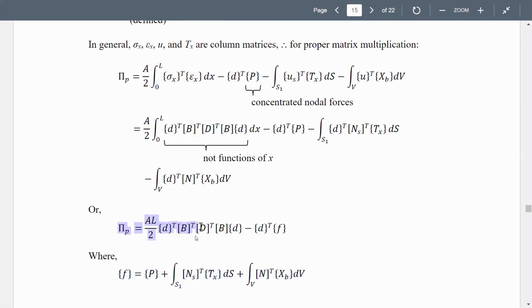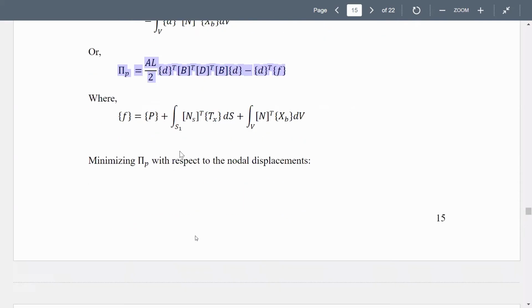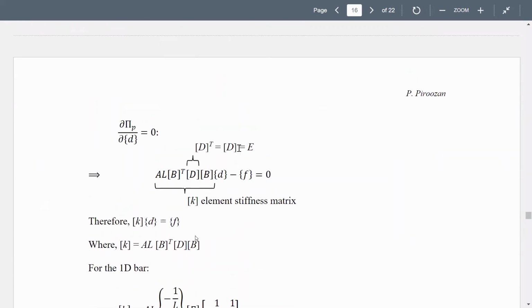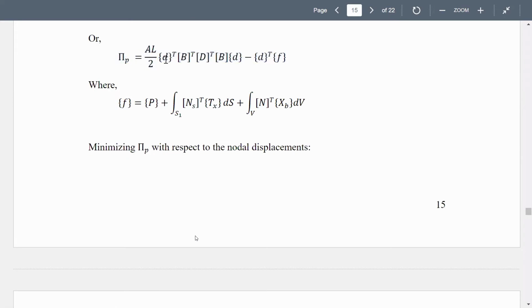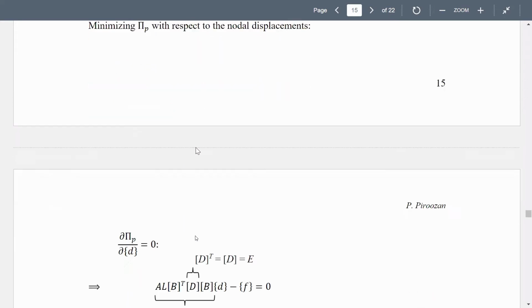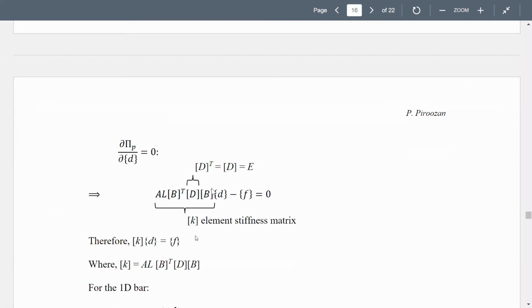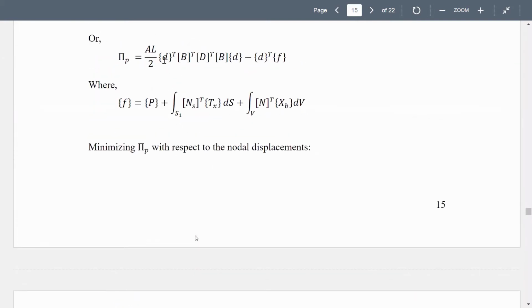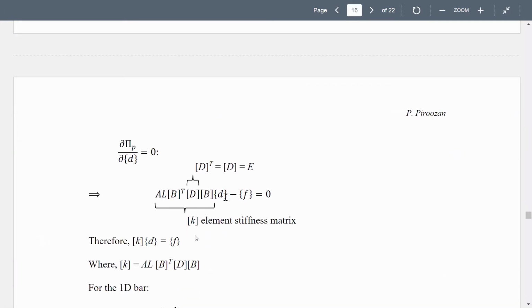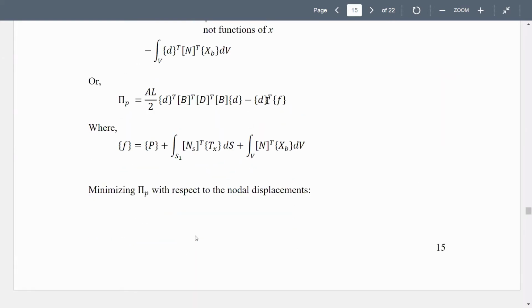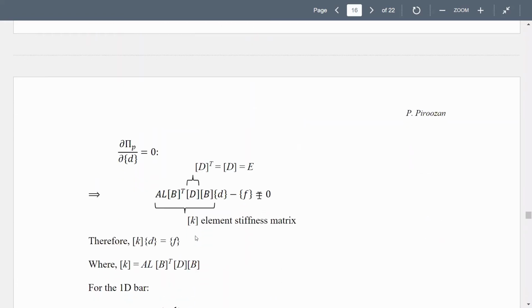Now we need to minimize, by the principle of minimum potential energy. We have to minimize this. Derivative of this with respect to displacement is this one. This is displacement transpose, this is displacement. Derivative of this is simply A L B transpose D B, times d, negative F, equal to 0. This is d transpose times F. Derivative with respect to d transpose leaves F, so it is negative F equal to 0.